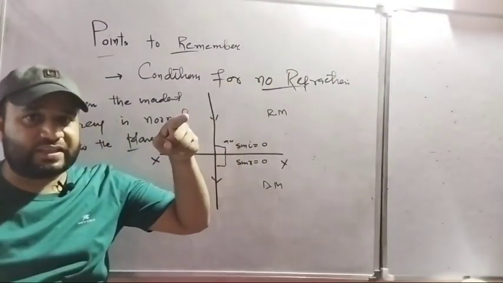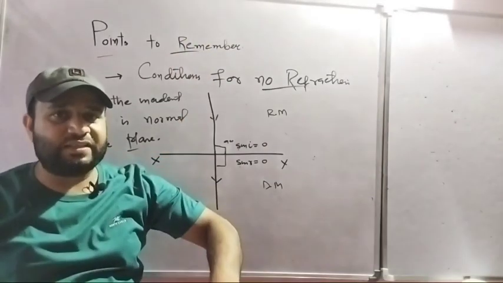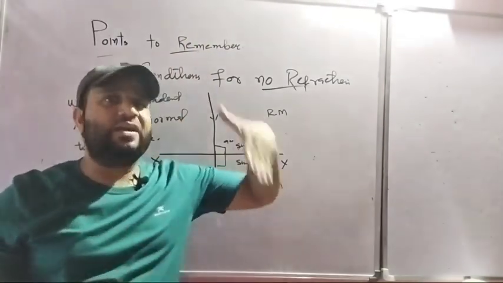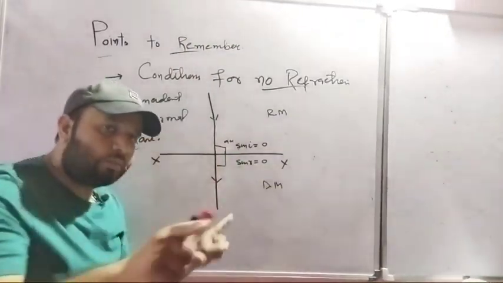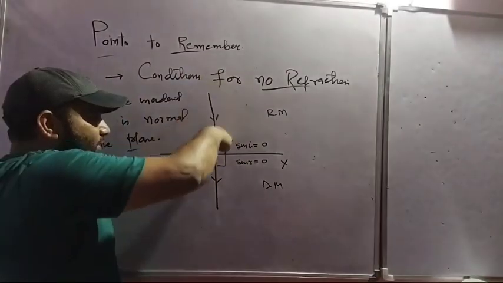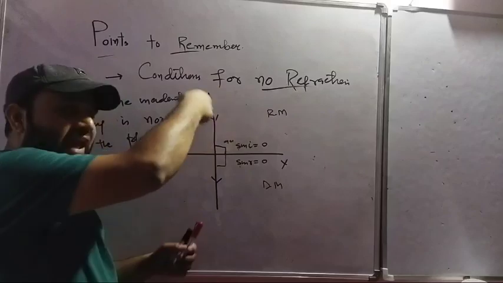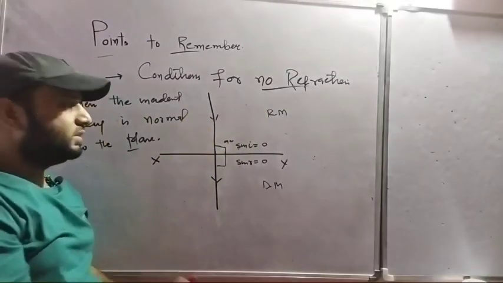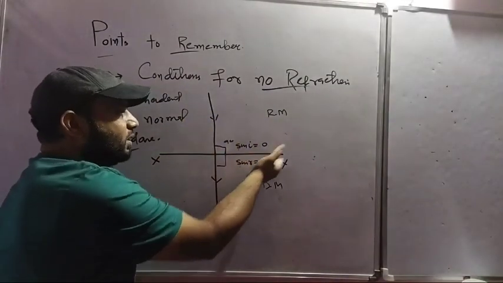रिफ्रैक्शन में क्या होता है बेटा? लाइट वहां से आती है rarer medium से और जाती है denser medium में. There is bending of light. Here no bending of light takes place because the incident ray is normal to the plane. It makes an angle 90 with the normal, that is why it is 0, and here is also 0.